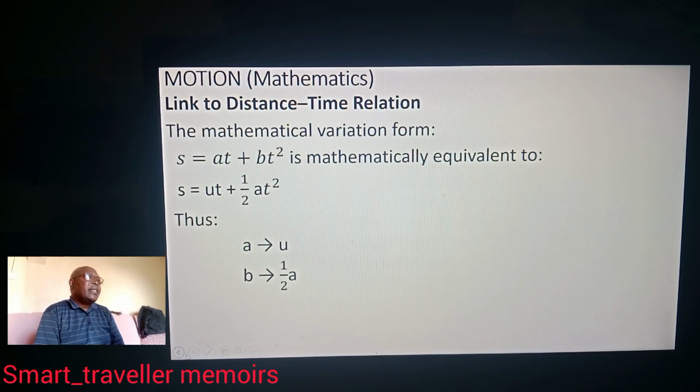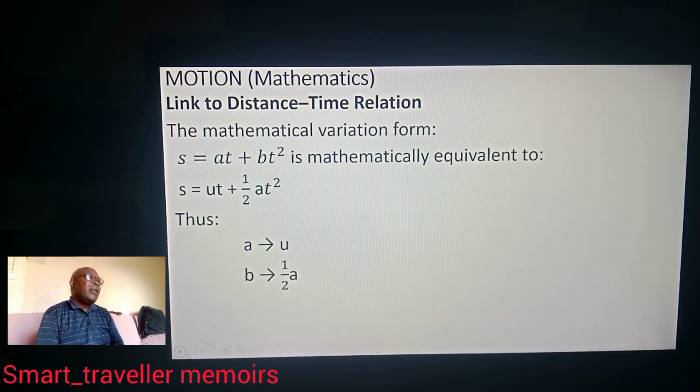Link to distance-time relation. The mathematical variation form s is equal to at plus bt squared is mathematically equivalent to s equals ut plus a half at squared. Thus, a is the same as u in the first equation, and b in the first equation is the same as a half a. So those two equations are equivalent.